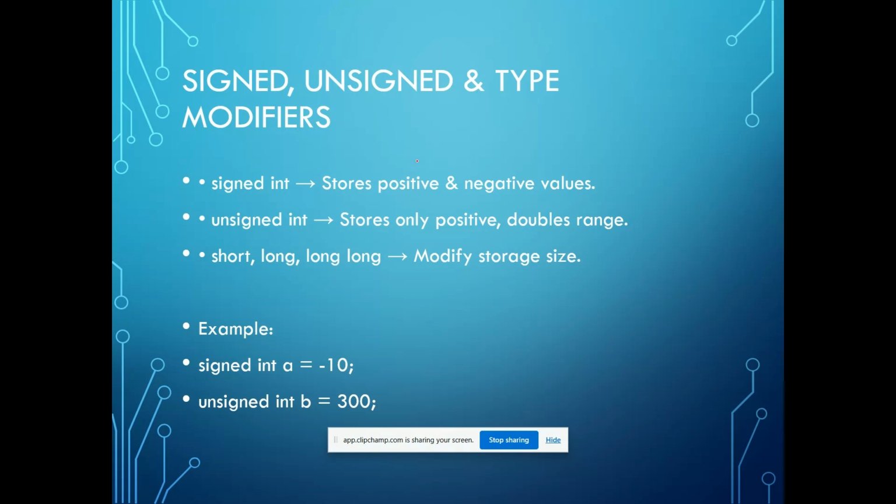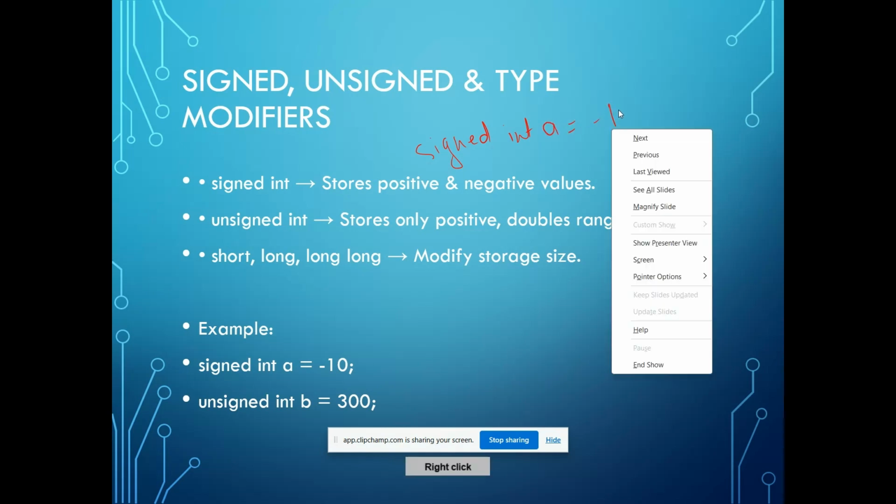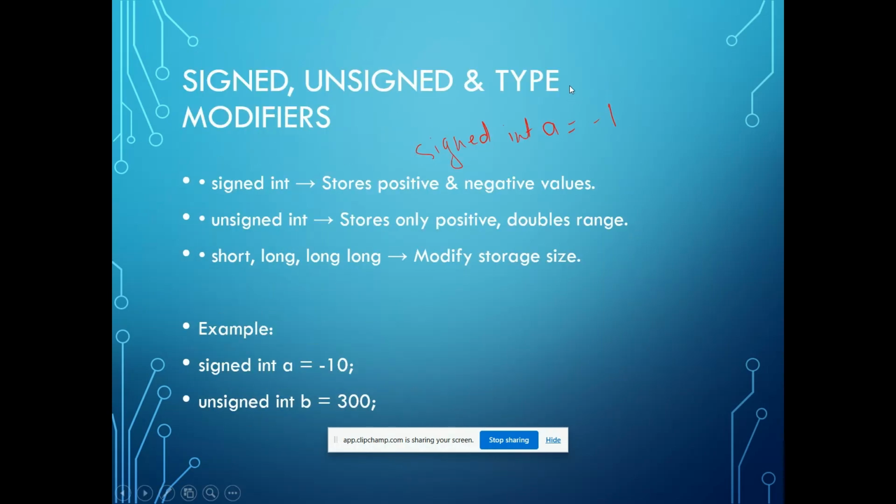What is the signed one? So signed, if a is equal to minus 10. Unsigned will be equal to 300. So here you are seeing it's positive, it's negative, we can define it.